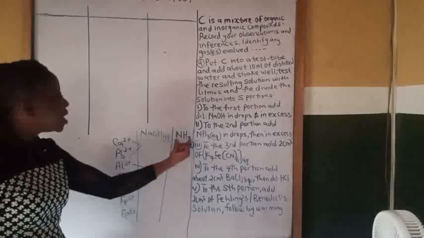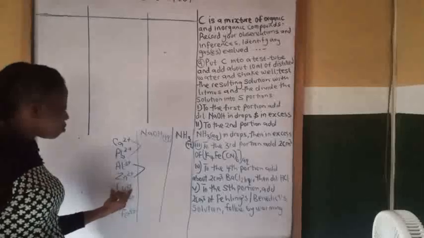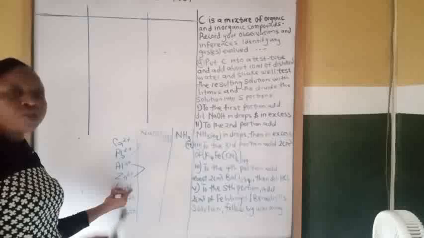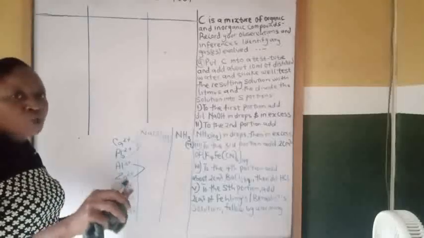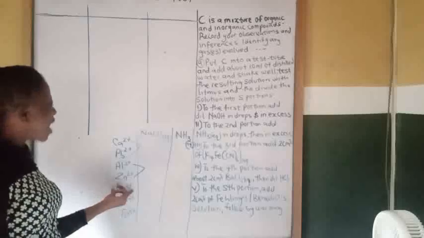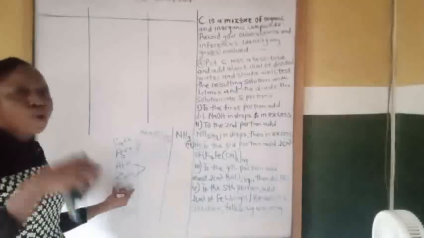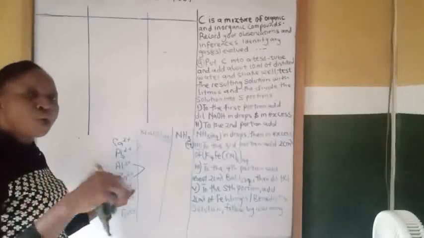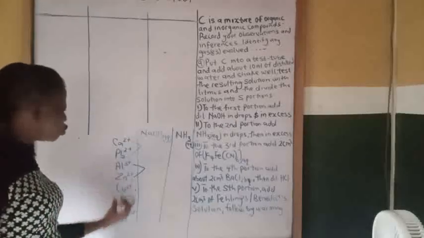When you add aqueous ammonia to copper in drops, it will give you a pale blue gelatinous precipitate. When you add ammonia in excess, the pale blue gelatinous precipitate will dissolve to give you a deep blue solution.